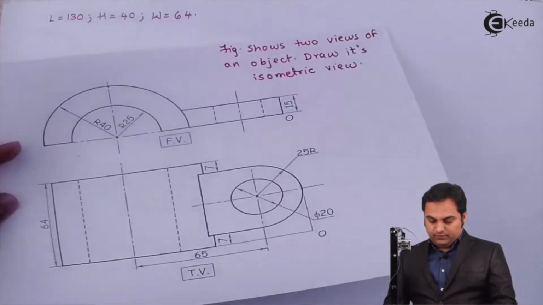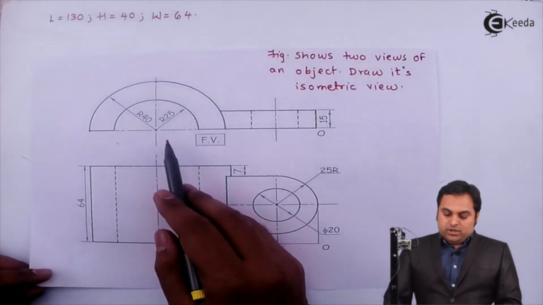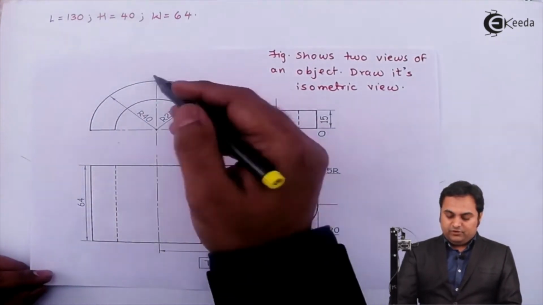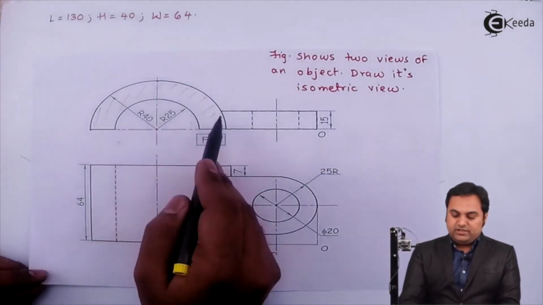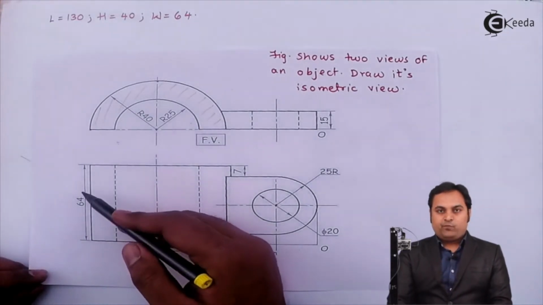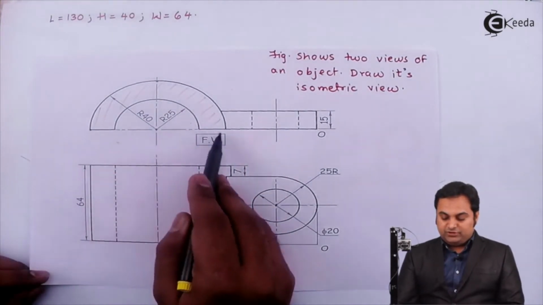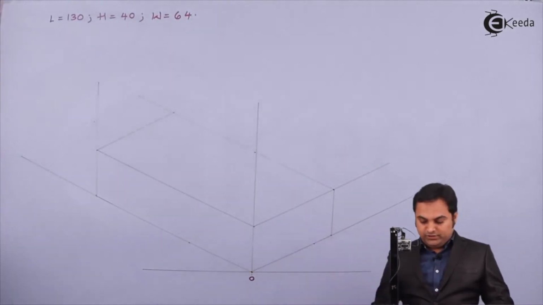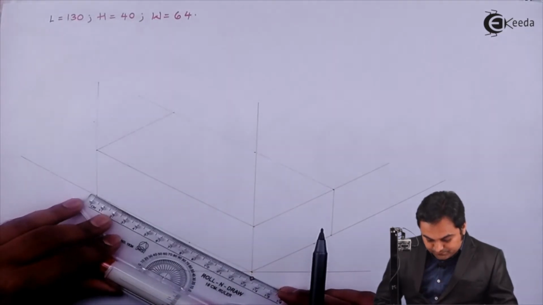Now, looking at the figure from the front, we would be seeing this semicircular portion which consists of the outer semicircle and the inner semicircle, and it has a total width of 64. The radius of the outer semicircle is 40 mm, so its diameter becomes 80 mm in length. So here from one side I am going to measure 80 mm.